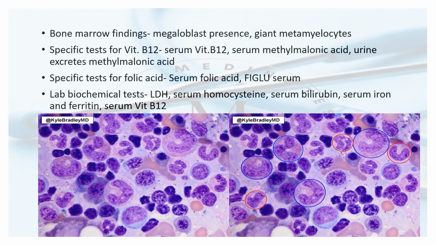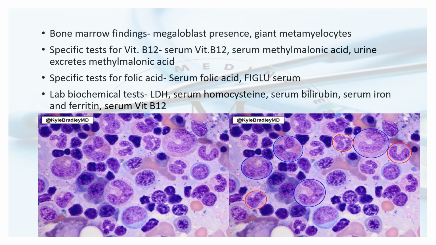Next are the bone marrow findings. So usually in this picture over here, you can see the presence of megaloblasts, and also giant metamyelocytes. This one over here is the presence of megaloblasts, and this over here is giant metamyelocytes. These are all giant metamyelocytes.